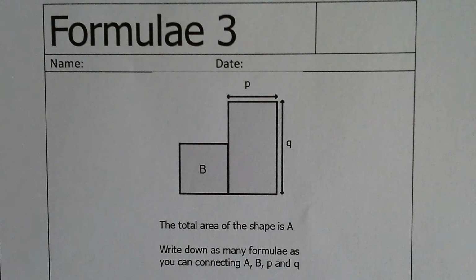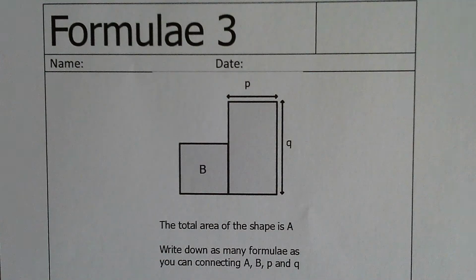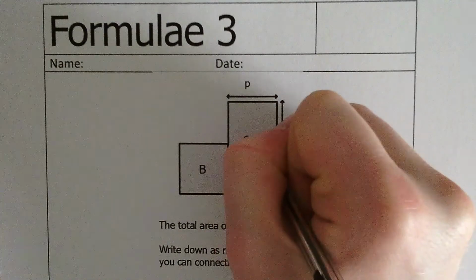The first thing I'm going to do for this question is to work out the area of the rectangle. Area of a rectangle is the base times its height, so that would be the base P times the height Q. P times Q we would write as PQ.